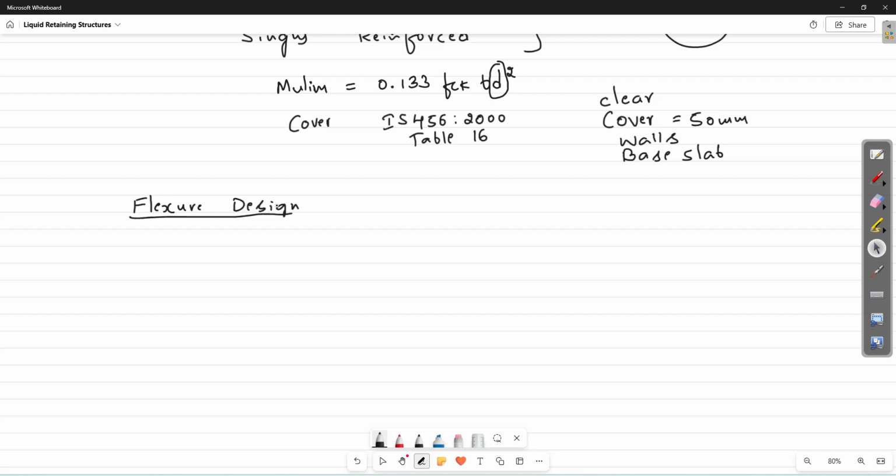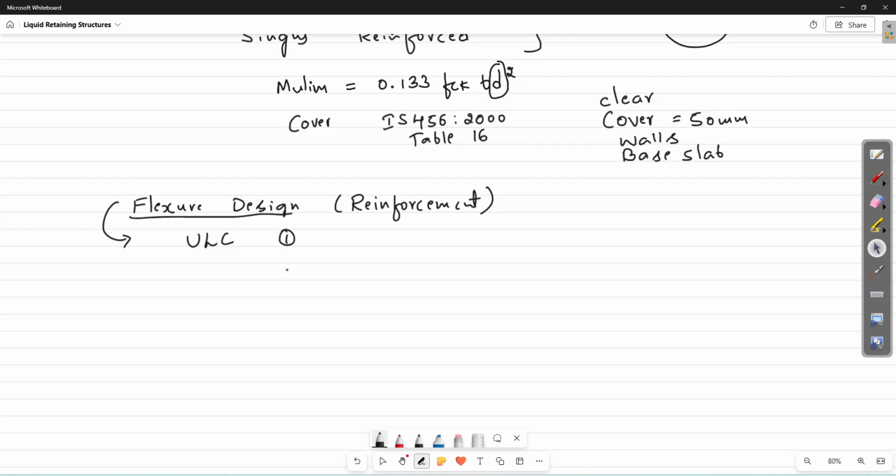Flexure design or reinforcement design. So as per flexural criteria, we will be using ultimate load combination. So for flexure design, we will be using ultimate limit state combinations. So ultimate load combinations.